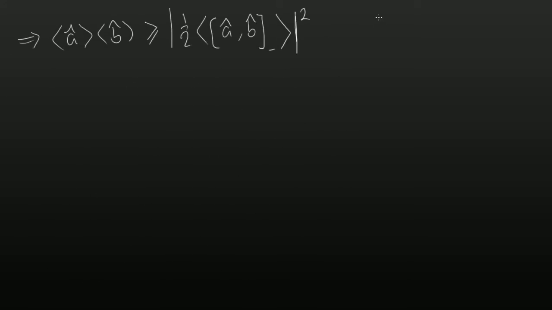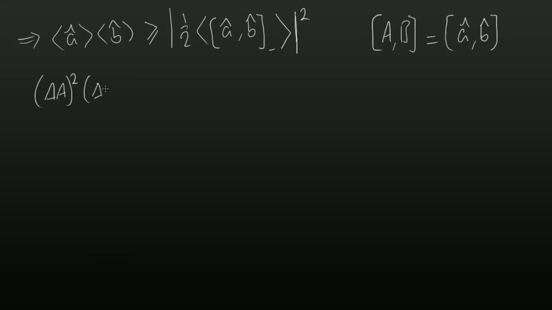And as you remember from before, this commutator equals this. So then what we can get is, we go all the way back to the beginning, the variance squared, or that one, and the variance.